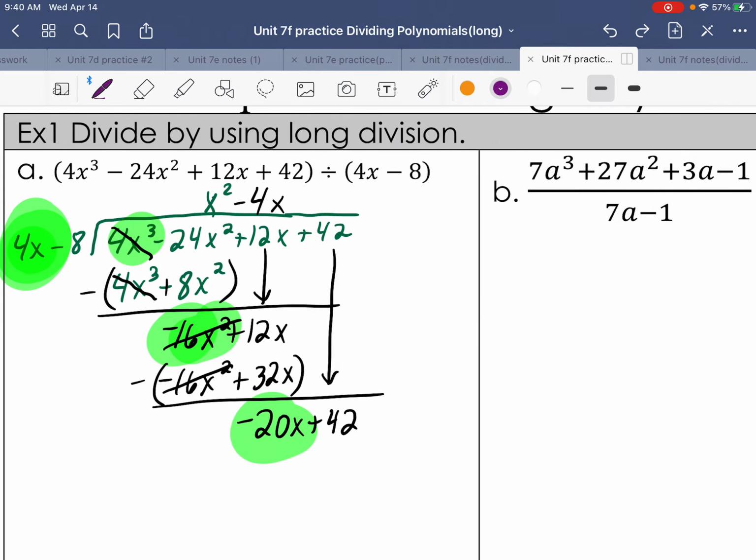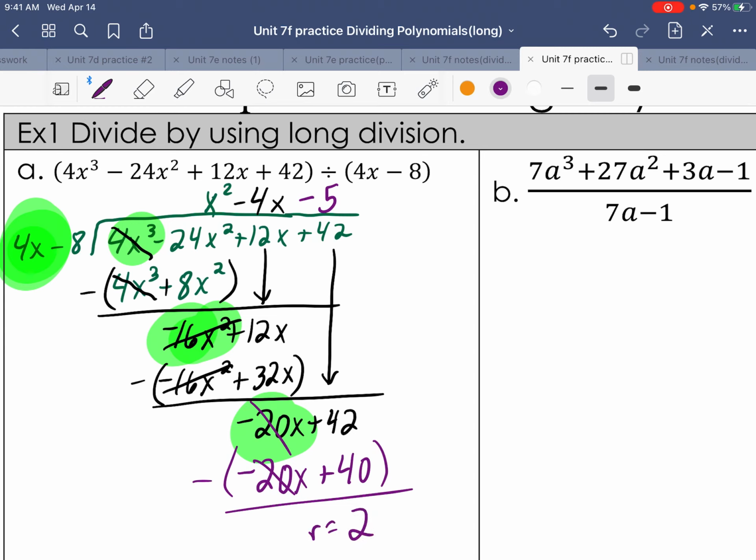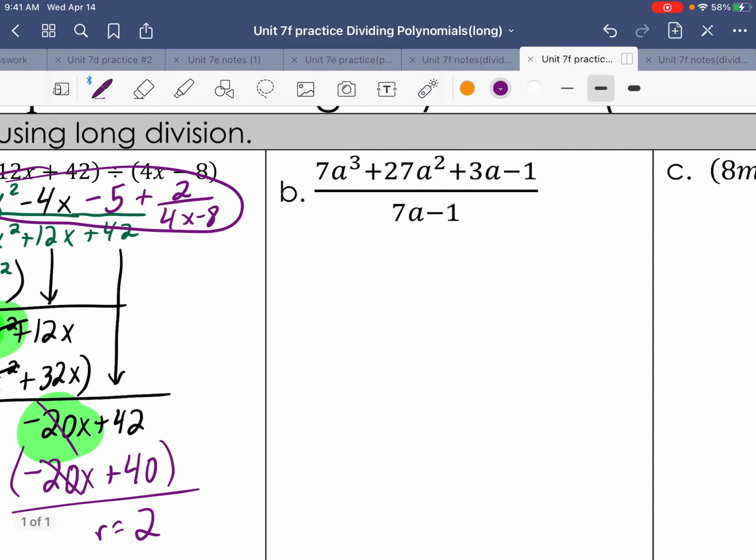Do that in a different color. Maybe that'll help out. Negative 5, and then multiply it back down. So distributing negative 5 times 4 is negative 20x, and then negative 5 times a negative 8 is a positive 40. I'm going to subtract this. First terms will simplify. 42 minus 40 is 2. So that's a remainder of 2. So we're going to write this as the remainder is a positive 2 over 4x minus 8 from what we're dividing by. There's your final answer. So there is a remainder there.